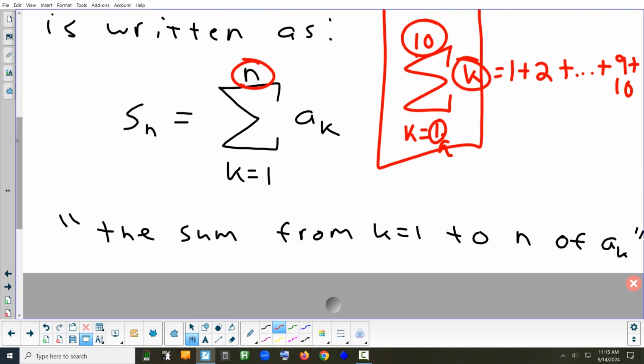The way this is pronounced is: the sum from k equals 1 to n of, and then you read your formula. That's how you read it. The sum from k equals 1 to n of, and then this is the formula for the sequence. So this is the formula we figured out yesterday.